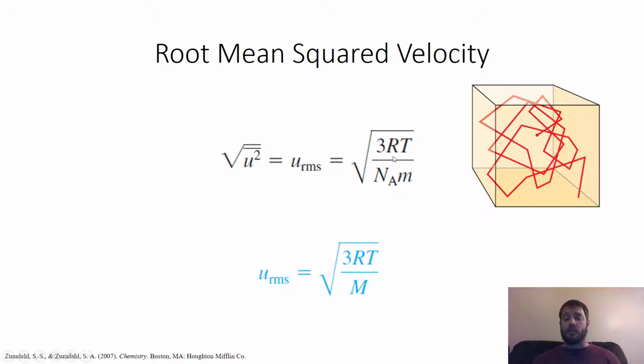And what that allows us to do is ultimately get a velocity in meters per second for this RMS value. So we have 3RT in the top. T has to be in Kelvin to match up with the R value because it's joules per mole K, K being Kelvin. And then on the bottom, the denominator of this equation, it's going to be the number of particles times the mass in kilograms.